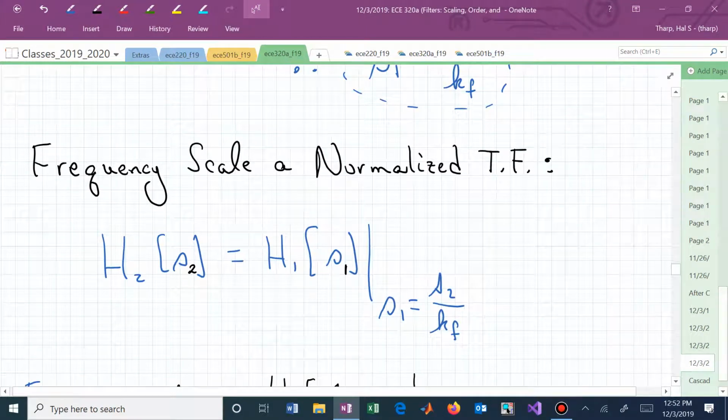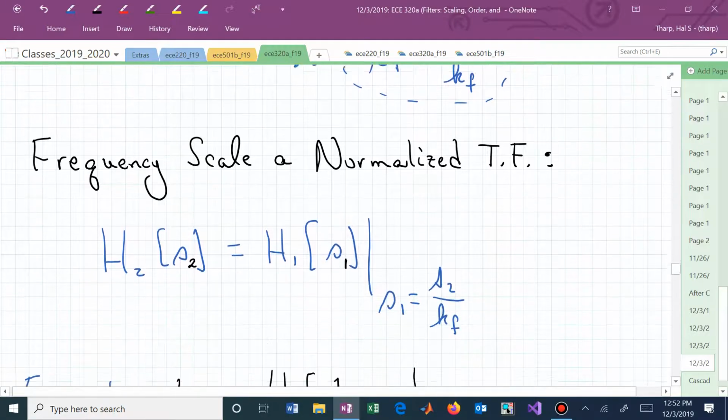So here's how frequency scales a normalized transfer function. We now have H sub 2 on the left, H sub 1 on the right, and in H sub 1 we replace s sub 1, the original s, with s sub 2 over k sub f, as we had said up above.